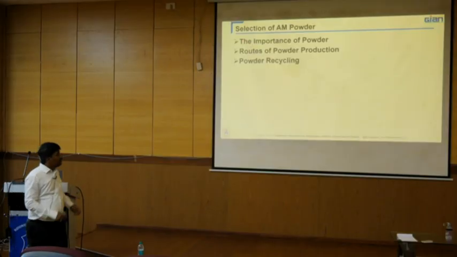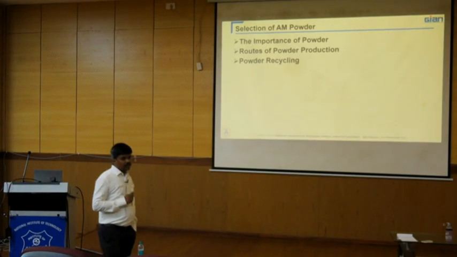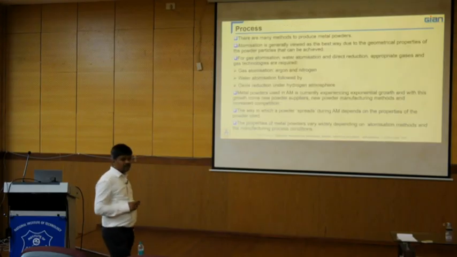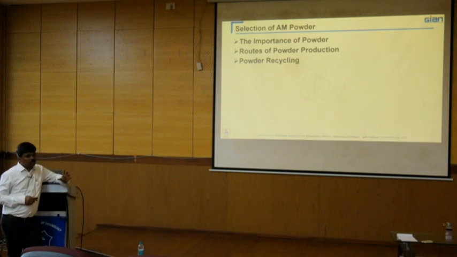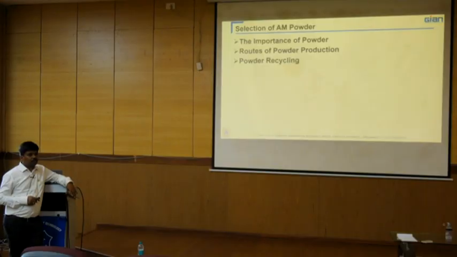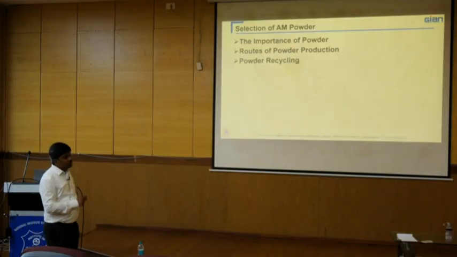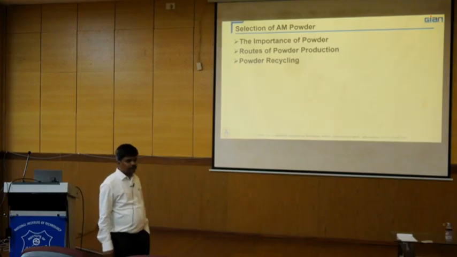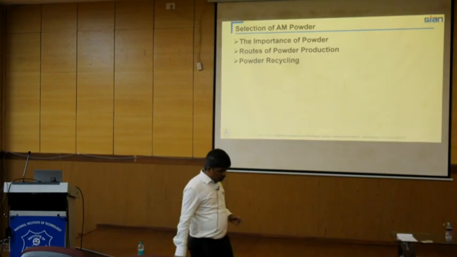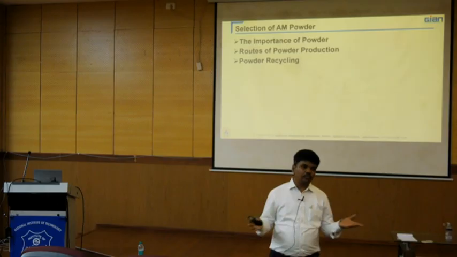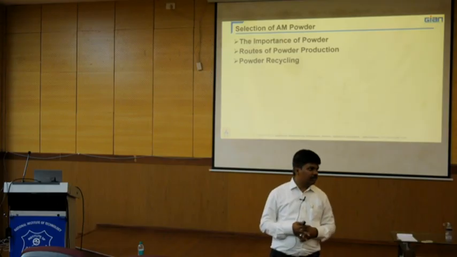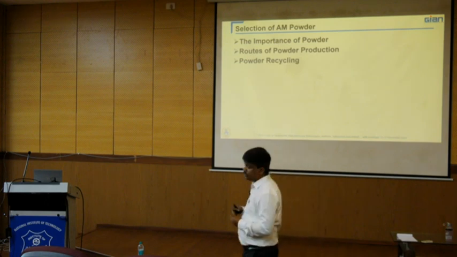It means if you think of which powders we need to select for our AM, this is the process conditions for atomization, then the importance of the powders, why the powders are important in our manufacturing scenario, the routes of powder production, and the powder recycling. It means how powders are important in manufacturing. If powder quality is poor, then whatever you play with in your process conditions in manufacturing the part, ultimately you will end up with a poor quality part. That is why powders are important.